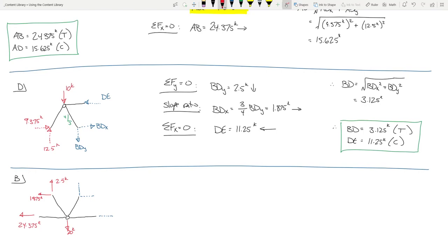For the names for these unknowns, we're going to call this horizontal one BC. This one is BEX, BEY. Oh, let me put my slope ratio on this. I'm going to get in that habit.